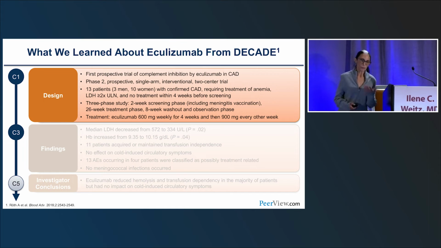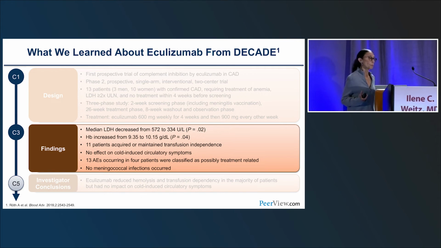They got the classic treatment like you would treat for PNH, with 600 milligrams weekly, followed by 900 milligrams every other week. It was a 26-week treatment trial, and then they had an 8-week washout and observation phase. You could see that the LDH was reduced. The hemoglobins increased just by about 0.7 of a gram. There were 11 patients who became or maintained transfusion independence, which is important, but there was no effect on the cold circulatory symptoms, as you'd expect.